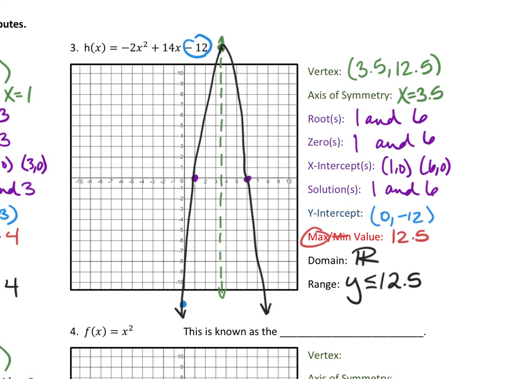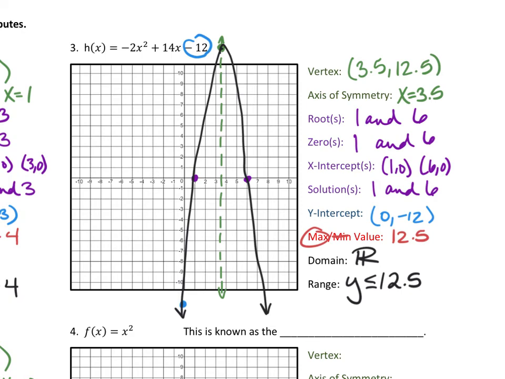Now, since this one is a frowny parabola, it has a maximum value. That maximum height that it gets to is 12.5, which means that the domain is all real numbers, but the range is all of the y values less than or equal to, meaning below, 12.5, since that is my highest point. So it doesn't matter if it goes off the grid a little bit. You're still sketching me the parabola and finding me all of these attributes.